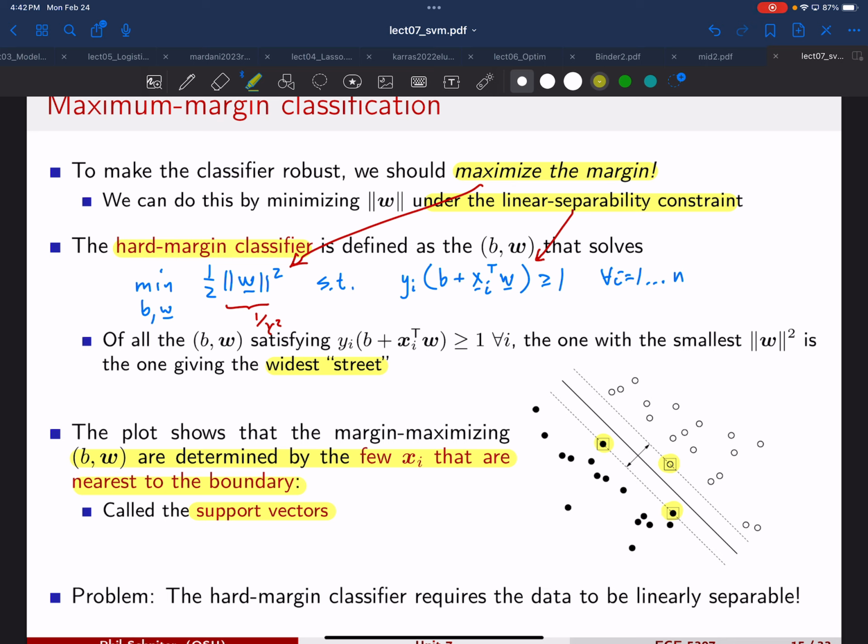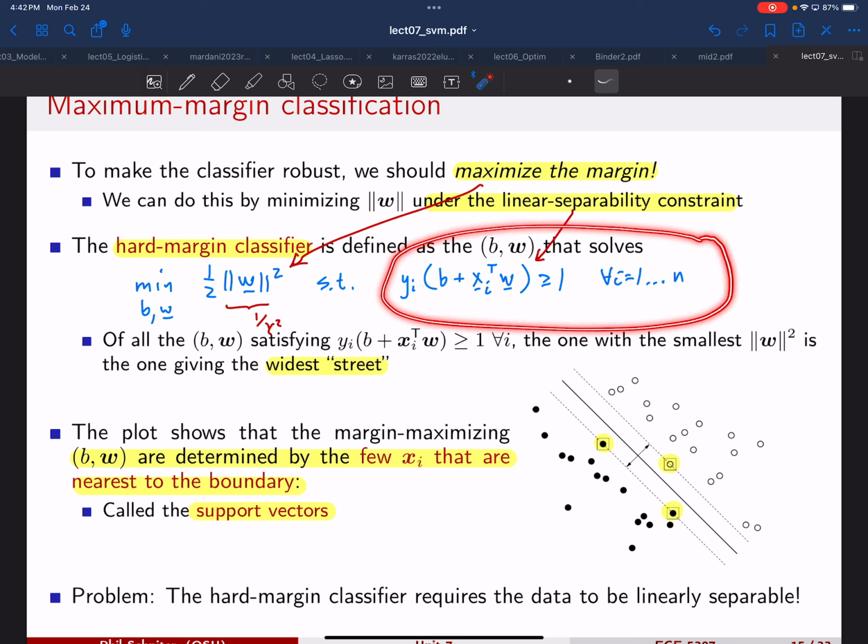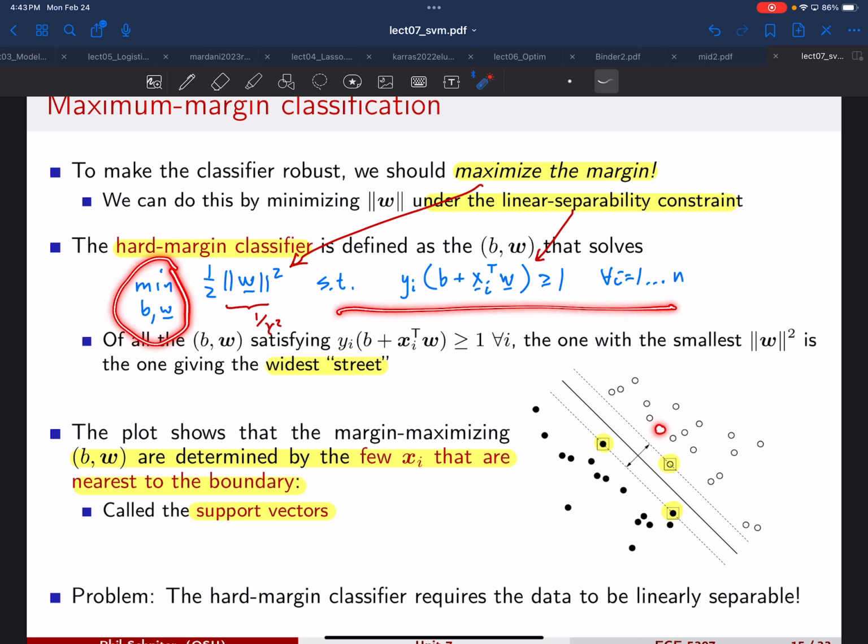Okay. So there is an issue with this hard margin classifier, is that it's pretty restricted because it requires this linear separability to be satisfied. So if I have a data set which has, let's say, a solid point over here, I can't apply this idea because there exists no B and W such that that happens. So this is the right idea, but unfortunately it's just a bit too limited to use in most practical situations.